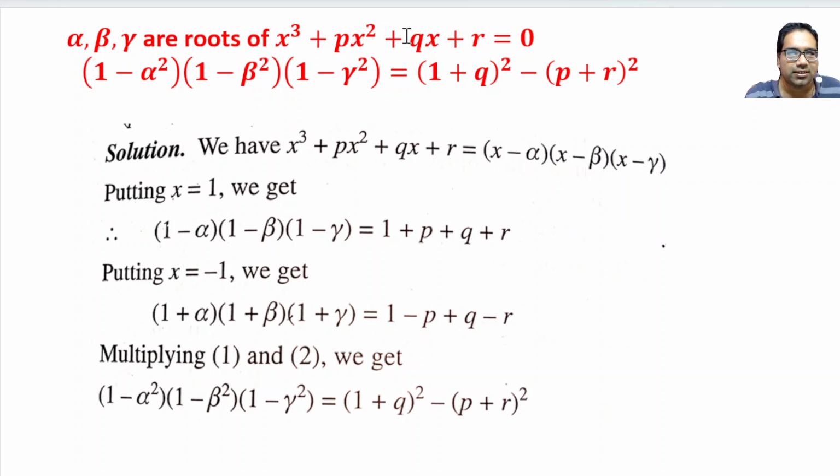Now, this equation we can write as (x minus alpha) into (x minus beta) into (x minus gamma). If we substitute 1 in place of x, what will you get? (1 minus alpha)(1 minus beta)(1 minus gamma). Okay, which is half of this. We still want (1 plus alpha)(1 plus beta)(1 plus gamma).